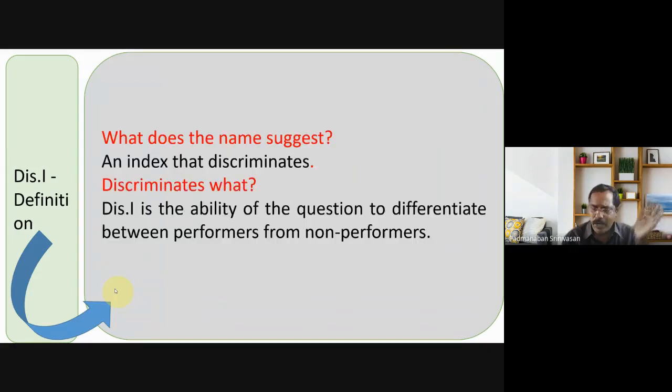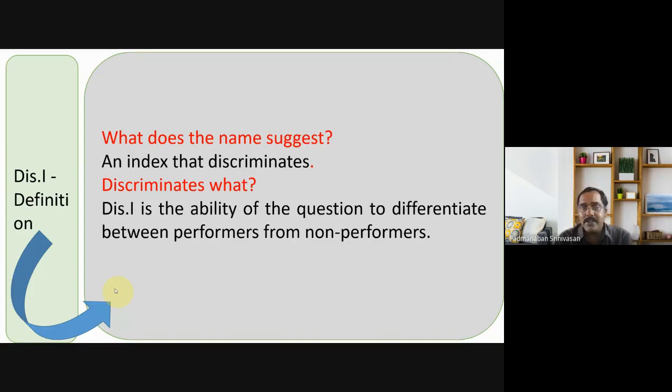What does it discriminate? It is the ability of the question to differentiate between performance and non-performance. Who is performing and who is not performing will be told by this index. In short, we write it as a capital I. For difficulty index, we write DI, capital D, capital I. For discrimination, we add another I. So it is the ability of the question to differentiate between performers and non-performers.